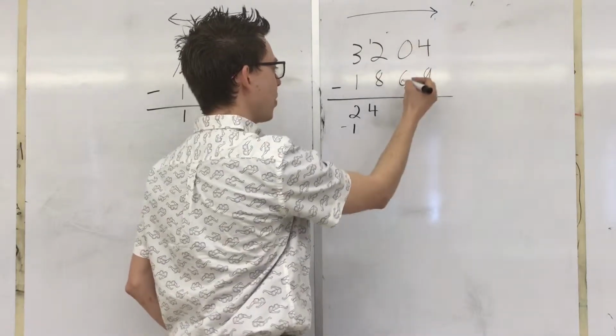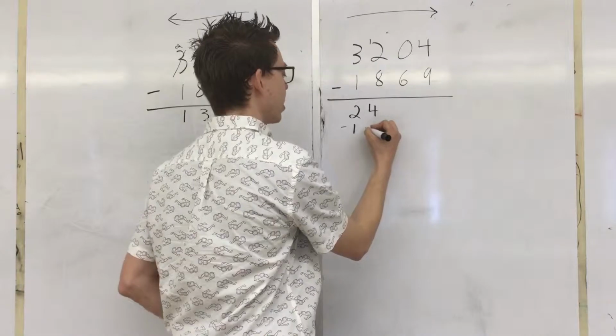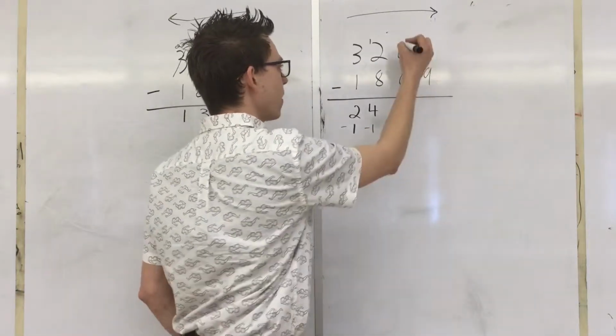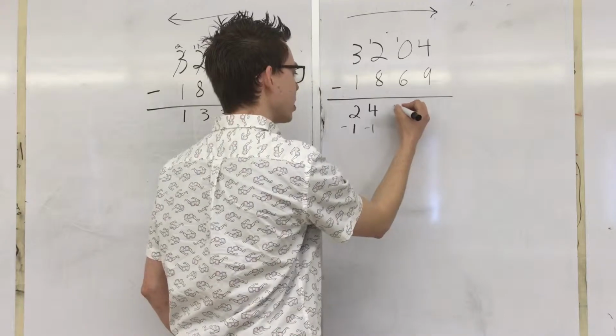Good. 0 minus 6, can I do that? No, I gotta borrow, but I'm borrowing from the answer. I'm gonna put minus 1 here. Now I got 10 minus 6, okay? 10 minus 6 is 4.